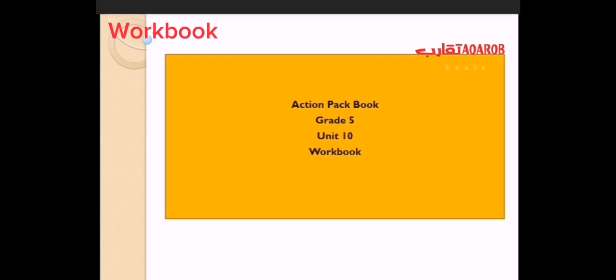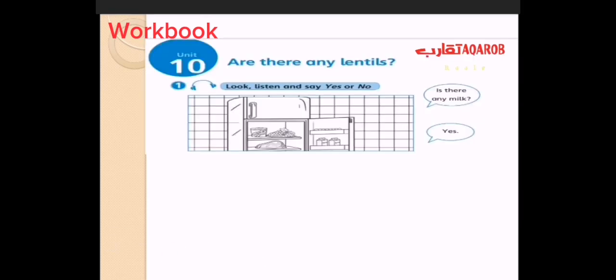Today, inshallah, we are going to answer the exercises from your workbook, from your Action Pack book. So please open your workbook at page 38, unit 10, to do the exercises. Okay? Let's start.